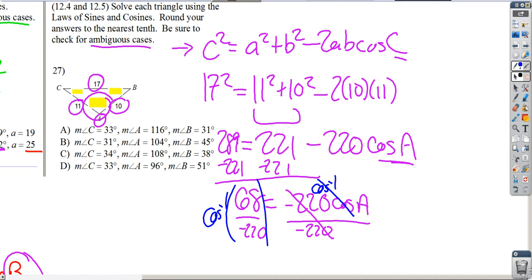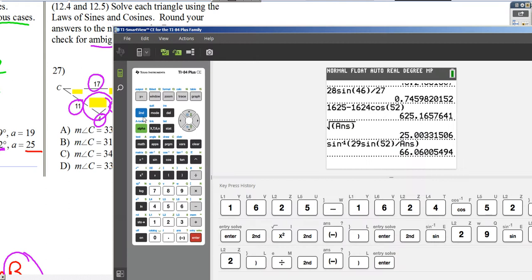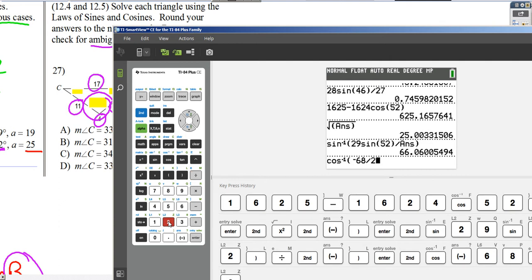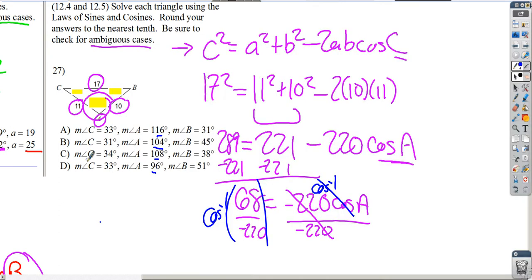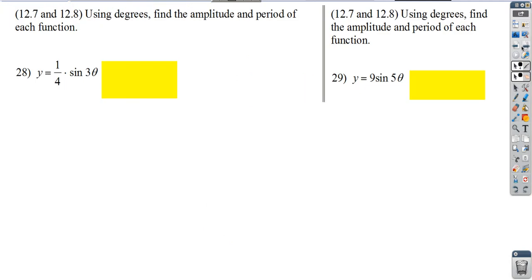Hopefully it's going to give us angle A, because you can see there's 4 different values for angle A, so we can actually just stop right there. Okay, so let's see, inverse cosine of negative 68 over 220. Make sure to use the negative sign, not the subtraction sign. And let's see what we end up with. We end up with 108 degrees, so it must be this one. We could check using the law of sines for the other ones, but that's the only one that has 108, so we really don't need to go any further.